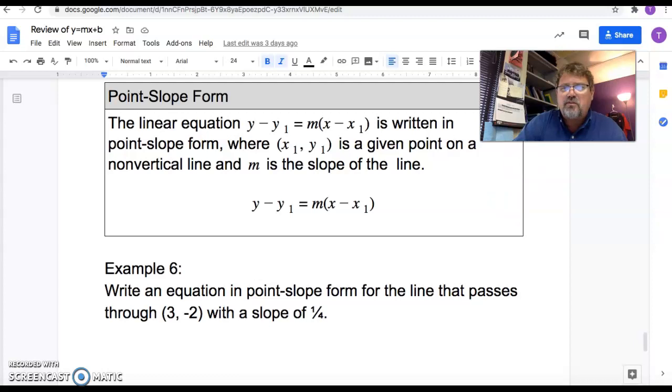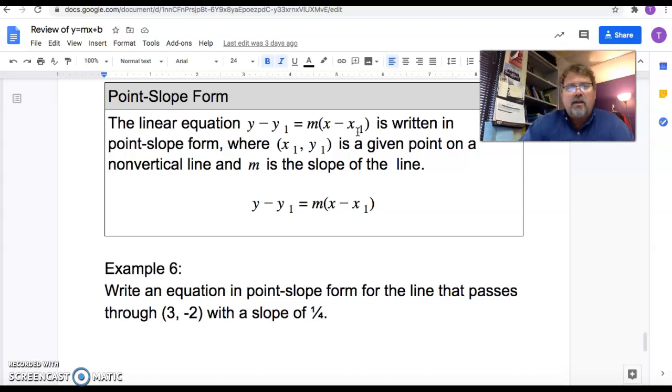I say this is review. Some of you may not have really used this formula before. It's called point slope form. It comes from the formula for slope. As you can see, if I divide by x minus x1, m is equal to y minus y1 over x minus x1. So it's very useful in a sense because you get an equation faster.